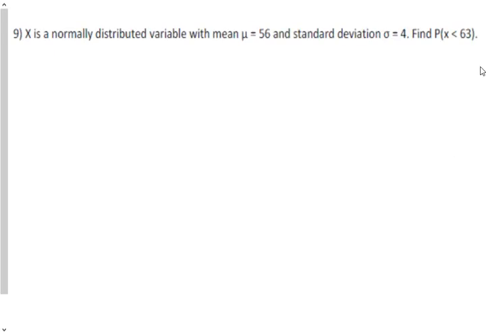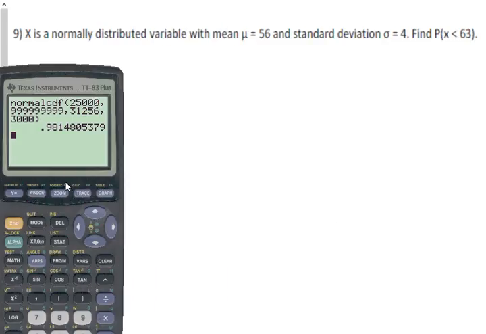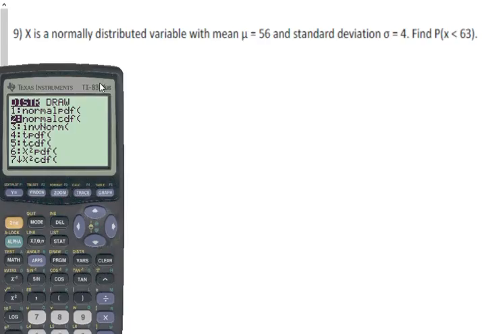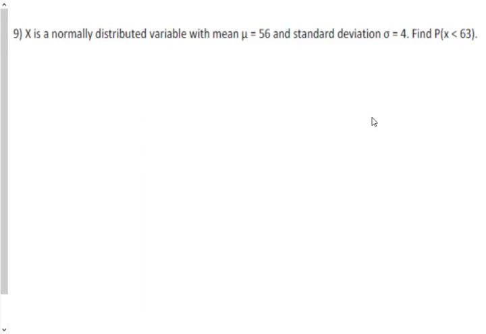Okay. So we're going to go the other way here. So CDF. And the lower in this case will be negative a bunch of 9s, comma, and the upper is 63 because I want less than 63. And this can be helpful if you're not seeing the 9s just yet. It can be helpful to actually draw this out.